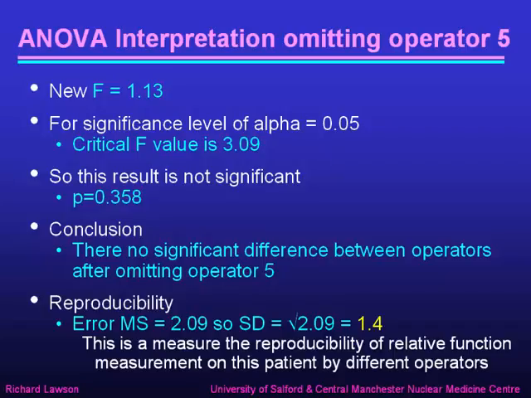That tells us that the standard error, or the precision, of this measurement of relative function is 1.4%. So that's a useful measure of the reproducibility of relative function measurement on this patient by our different operators. It gives us some idea about how reproducible, how reliable the measurement of relative function is. That's if it's processed by different operators, but it was only one patient.